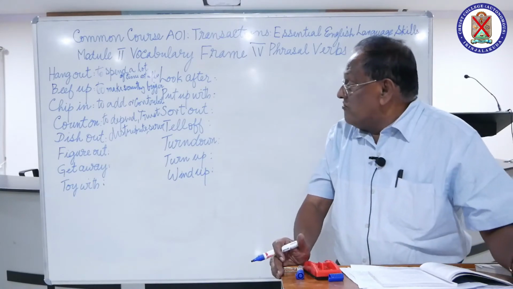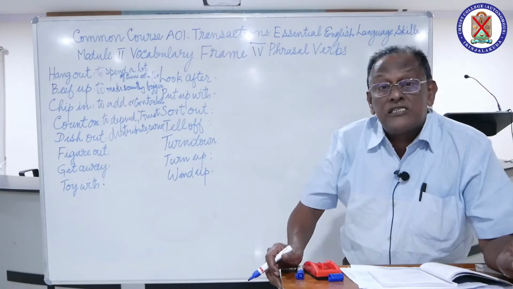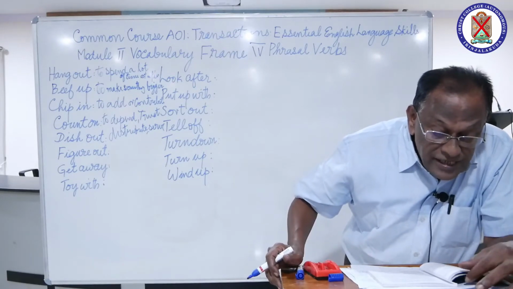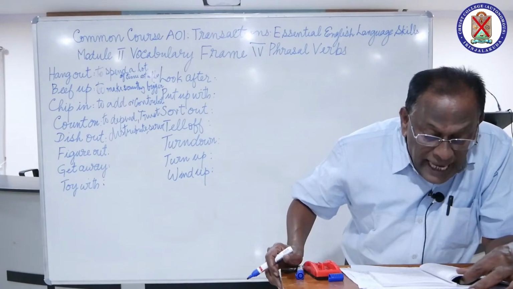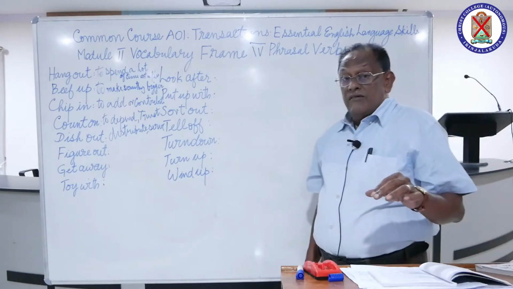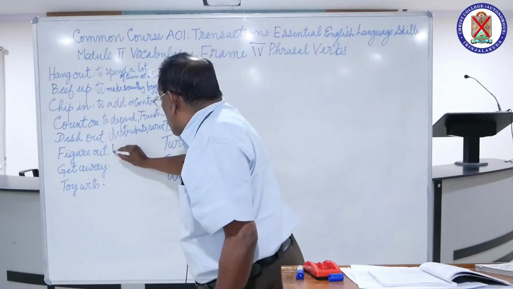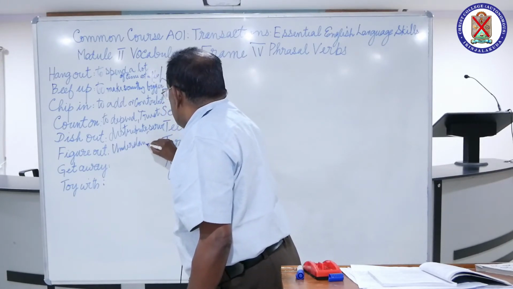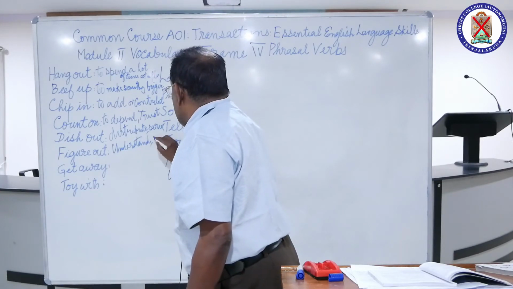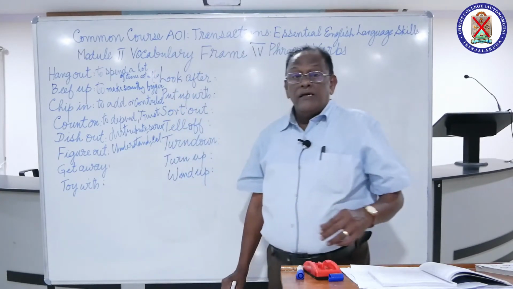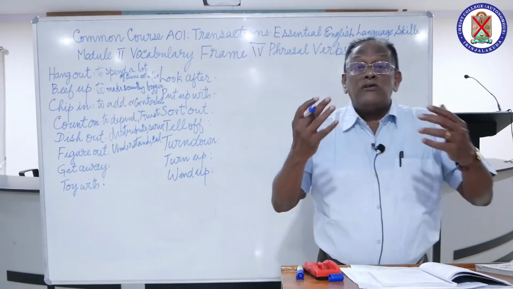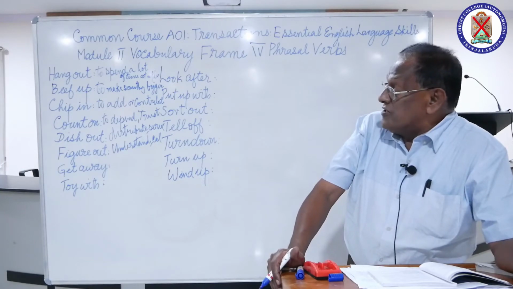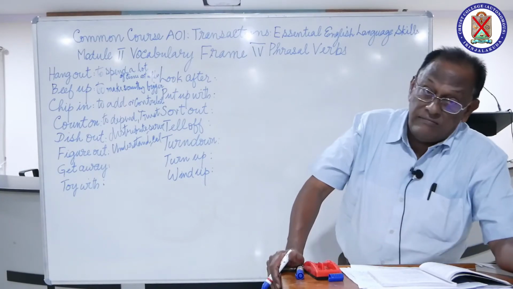Next one is figure out. What is the meaning of this phrasal verb figure out? Figure out means to understand or calculate something. To understand or calculate something is the meaning of the phrasal verb figure out.